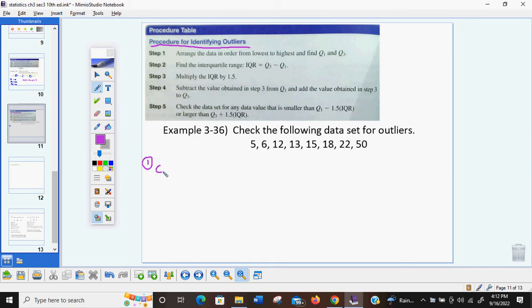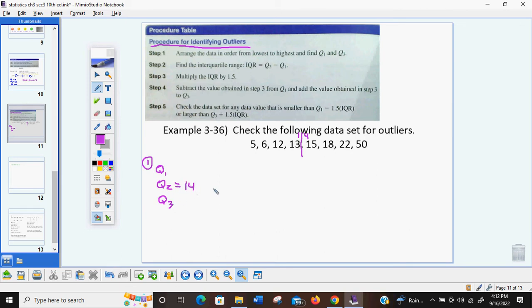I'm going to actually find Q1, Q2, and Q3 since we need Q2 to find the others. It'll be a good practice. So we have 1, 2, 3, 4, 5, 6, 7, 8. Our Q2, remember we find Q2 first. Q2 is going to be right here in the middle. 13 plus 15 divided by 2 gives us 14. Write that up here. So my Q2 is equal to 14.